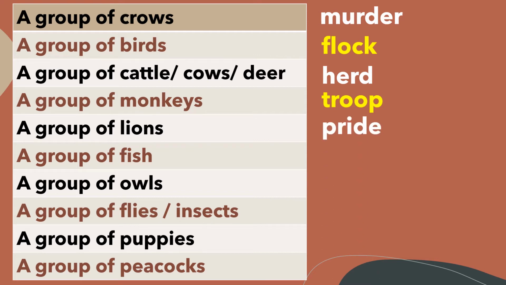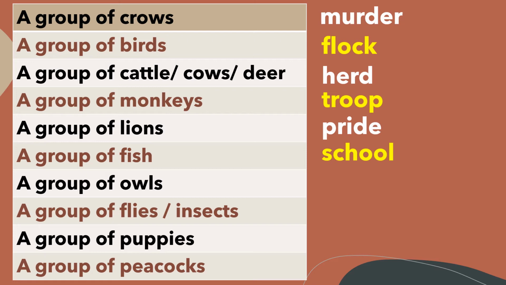And what about many lions? The word is pride. Pride means a group of lions. And what about a group of fish? The word is school. Yes, school of fish means many fish together.